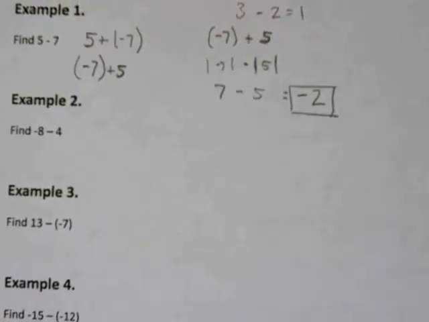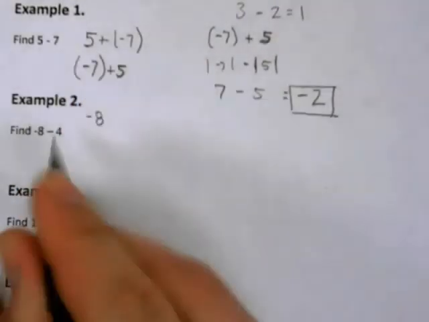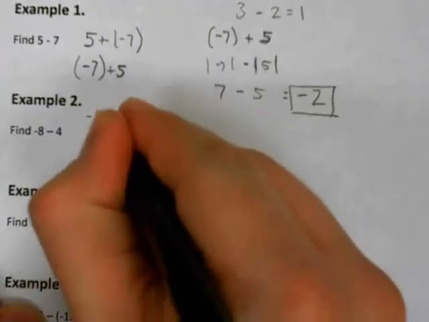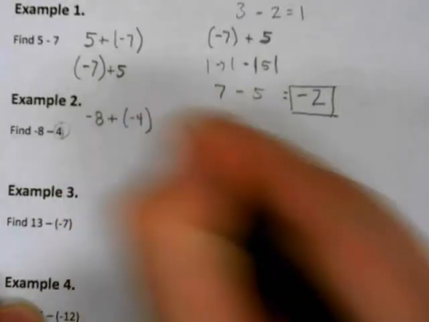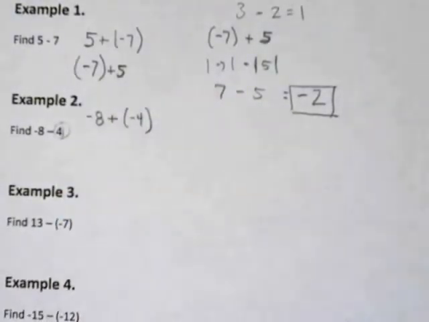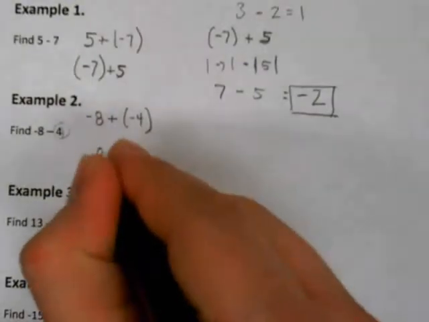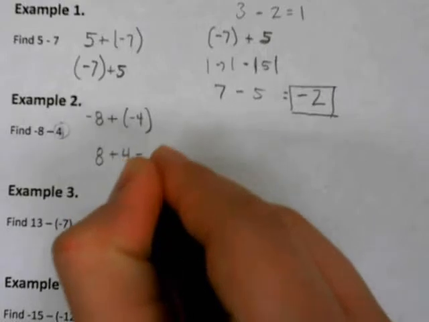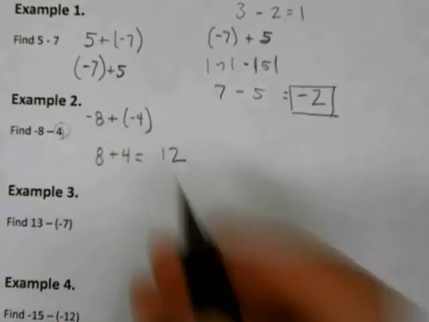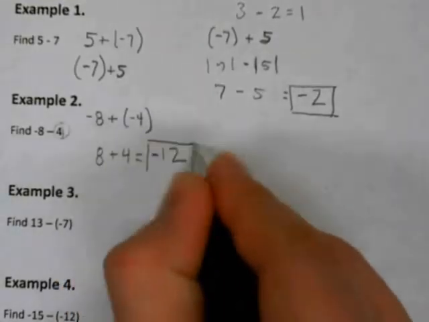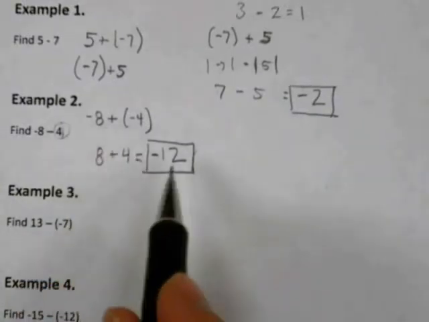Example 2 is a lot easier. We have finding negative 8, and we have to change this to an addition statement. So negative 8 plus the additive inverse of 4, which is negative 4. So we have negative 8 plus a negative 4. What we see is we're adding integers that have the same sign. To do that, we just have to add the two numbers together, 8 plus 4, which we know is going to equal 12. And because these are negative, this number is going to stay negative. So negative 8 plus a negative 4 equals a negative 12.